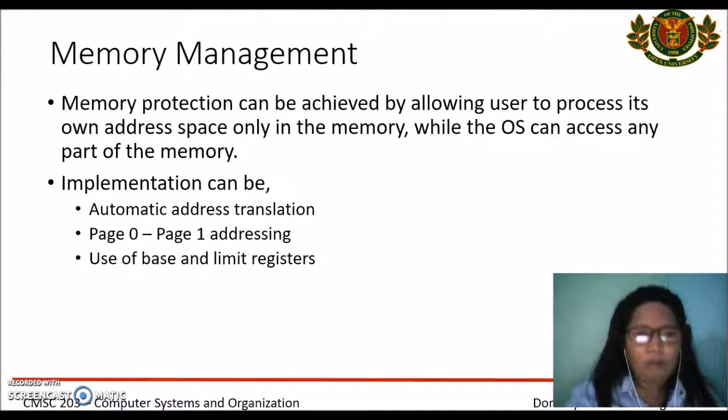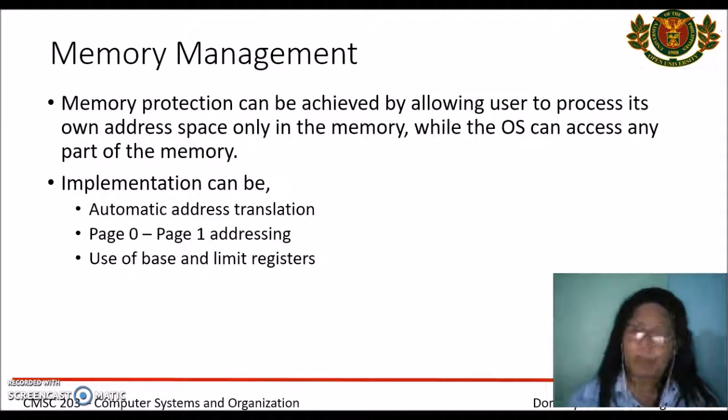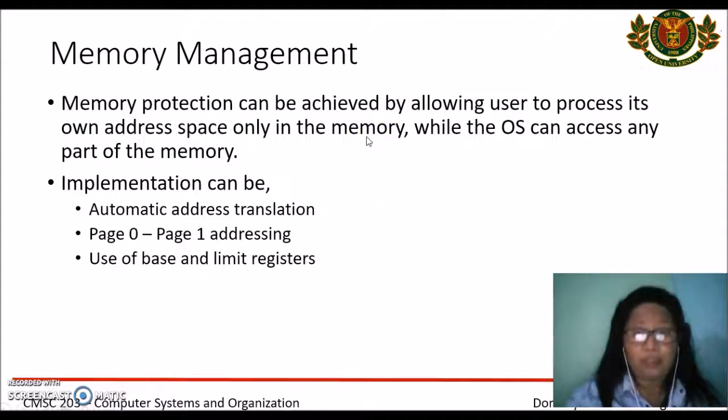Now, of course, since several processes are accessing the memory, there has to be some protection for the memory. So the memory protection can be achieved by allowing a user process to access its own address space only in the memory, while the operating system can access any part of the memory. Meaning when a user process is running, it is only running on a specific area of the memory.